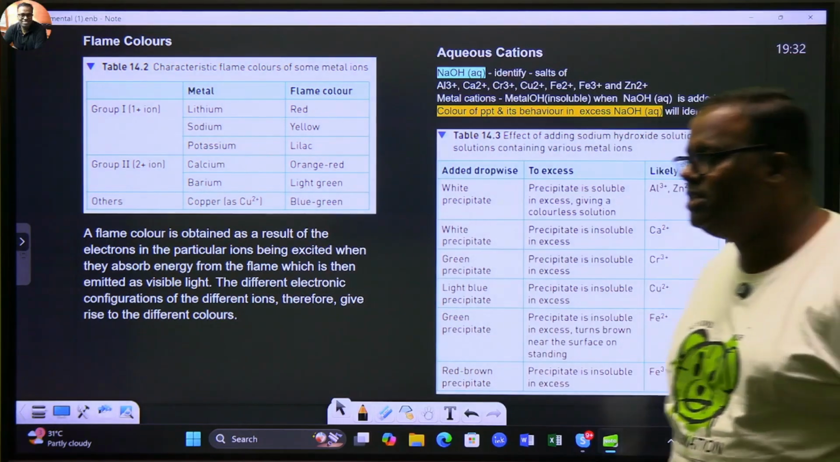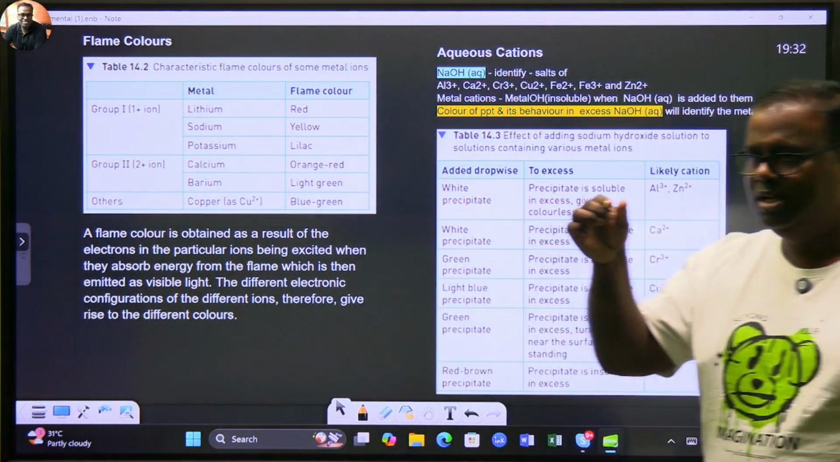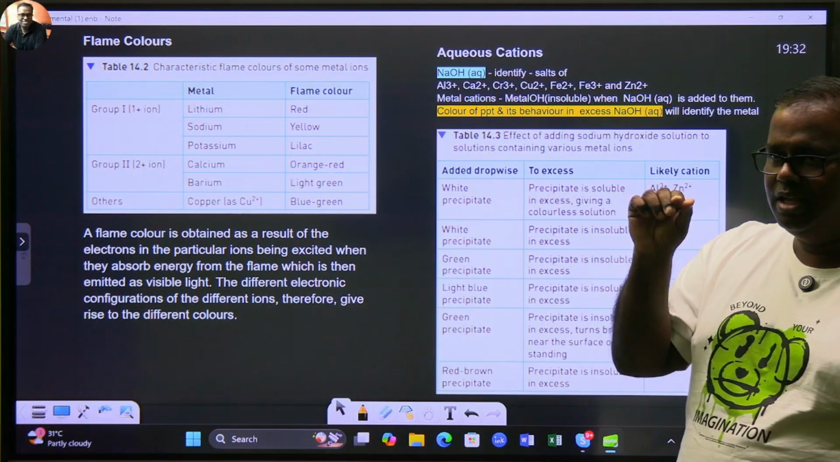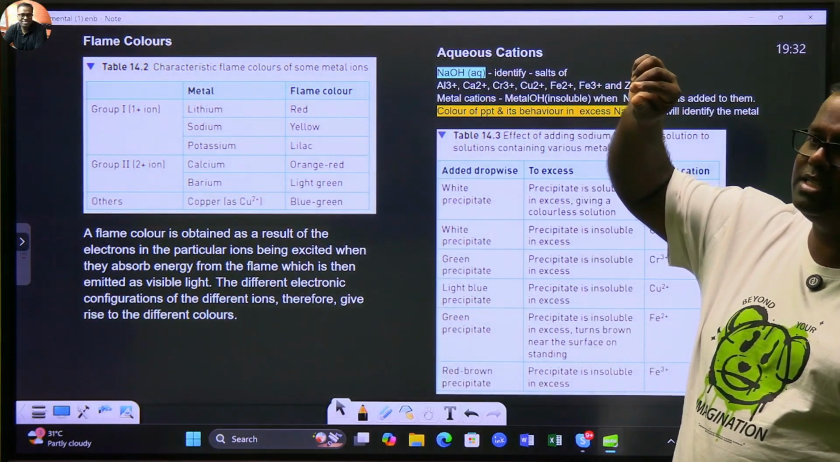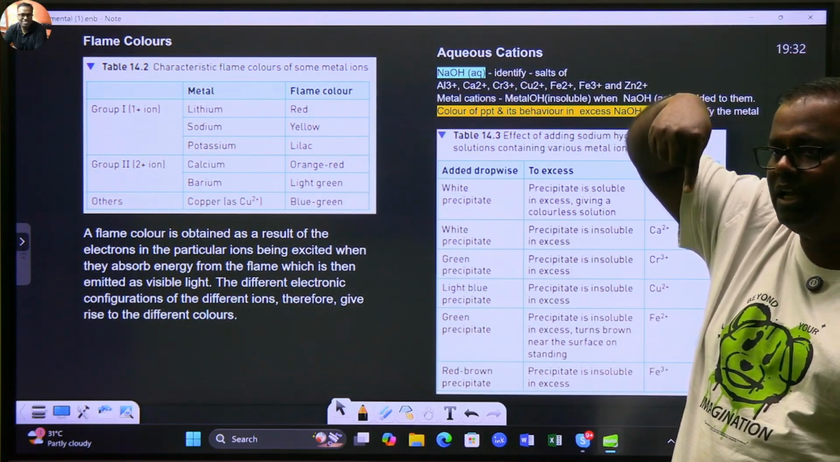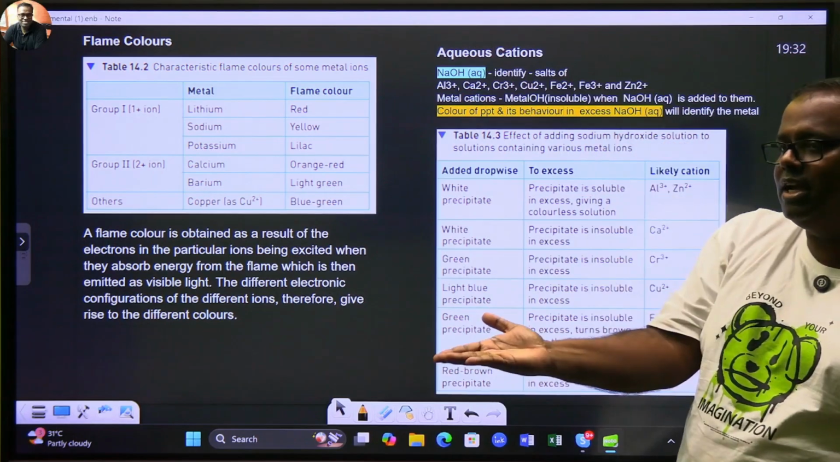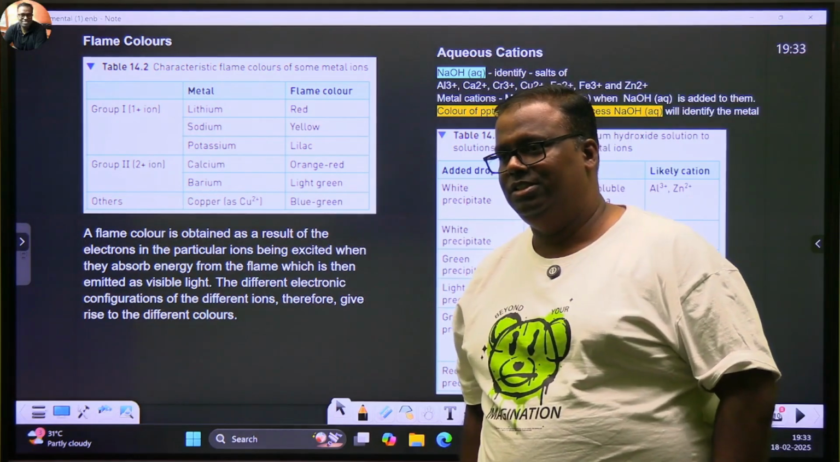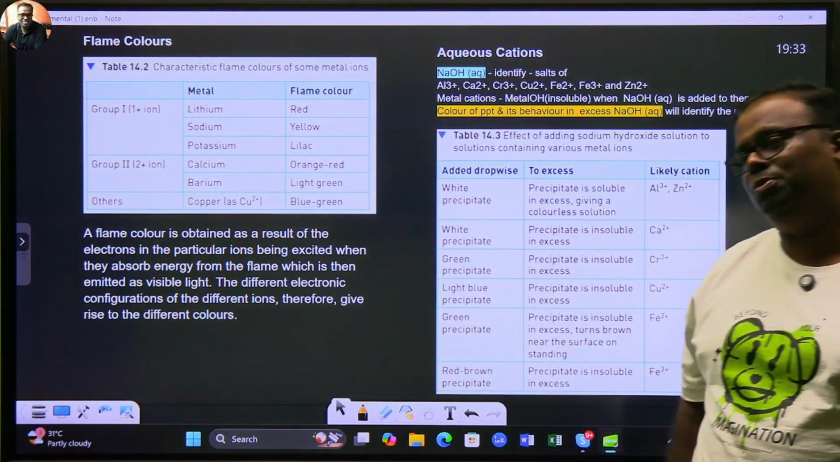On standing means I have my precipitate. So the precipitate is not going to dissolve. What is the color of the precipitate? Green. And you add excess, then on the surface, on the top surface, like a ring, while it is standing, you should see brown. That means it is Fe2+.